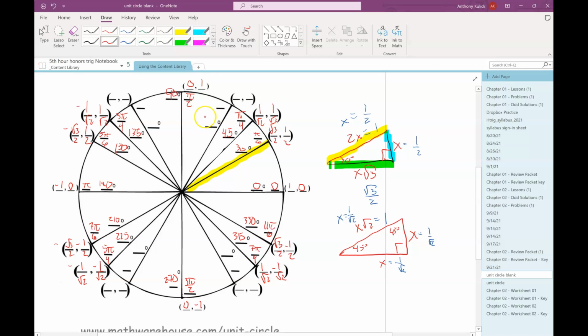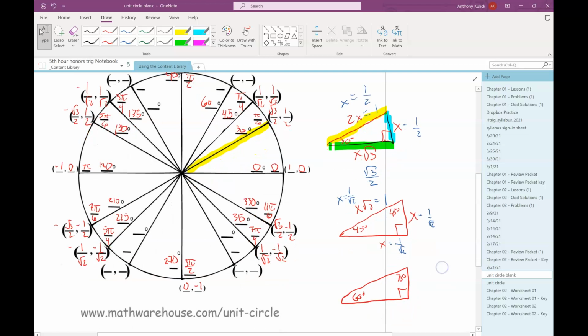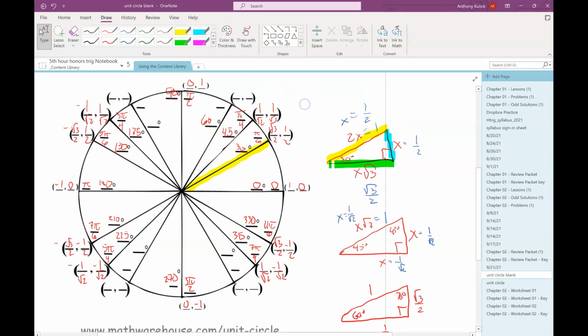And then my last situation is 60 degrees. So this is going to be the same as the 30, 60, 90 triangle, except things are in slightly different locations because I've moved where the angle is, right? So here the x is 1/2 and the y is root 3 over 2. By the way, 60 degrees is pi over 3 radians.